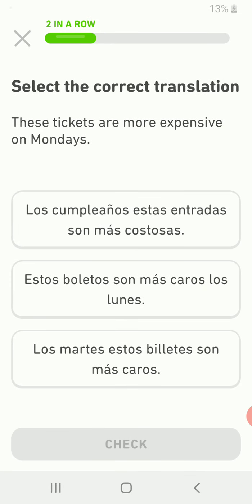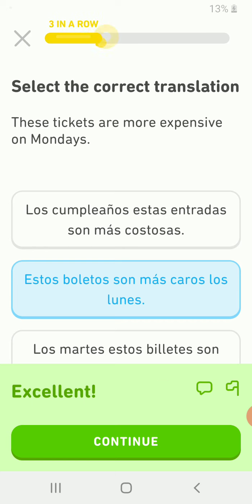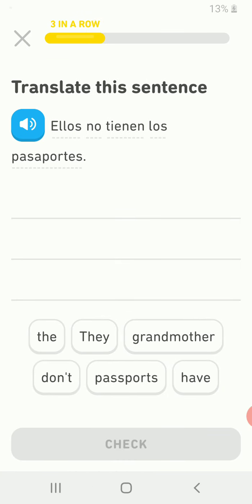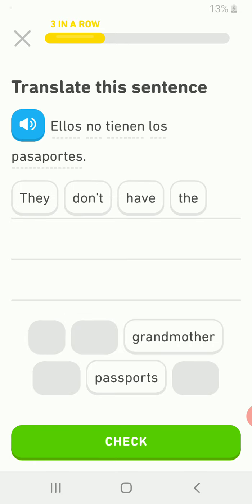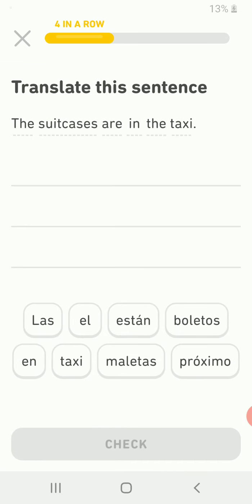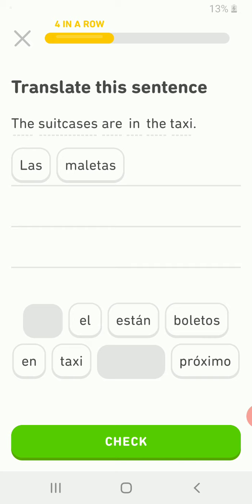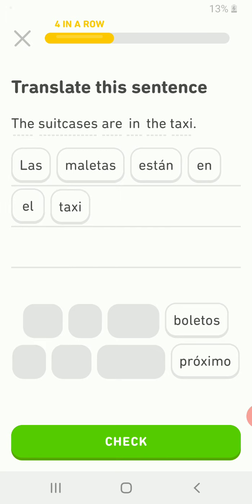These tickets are more expensive on Mondays. Estos boletos son más caros los lunes. So this is correct. Ellos no tienen los pasaportes. They don't have the passports. And the suitcases are in the taxi. So las maletas están. It's not son, but están en el taxi.